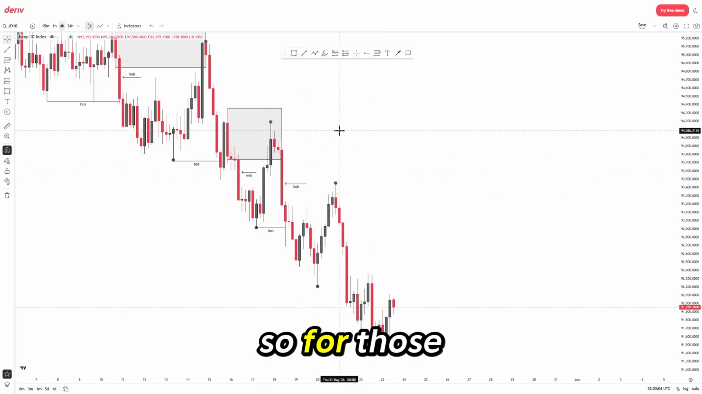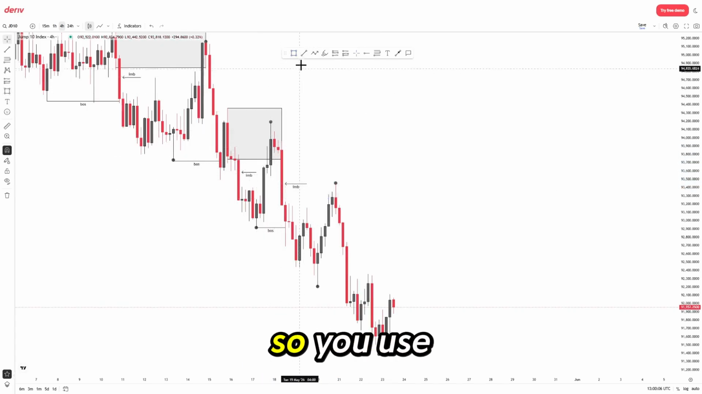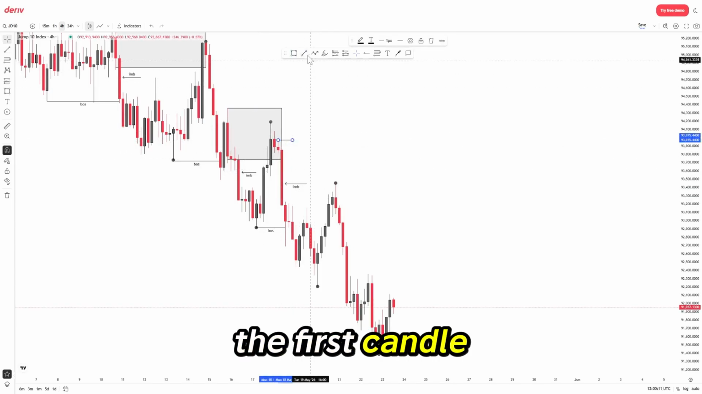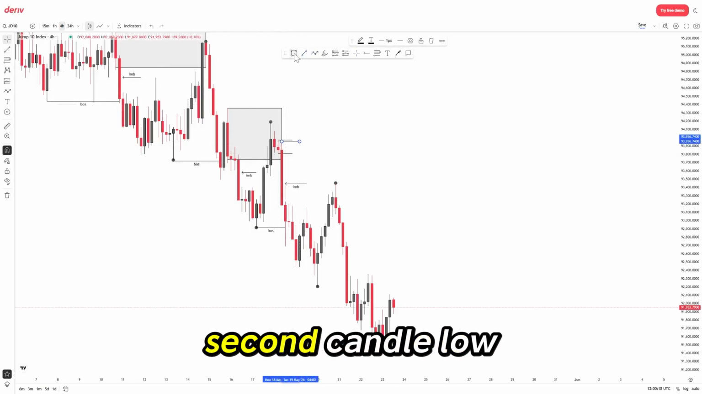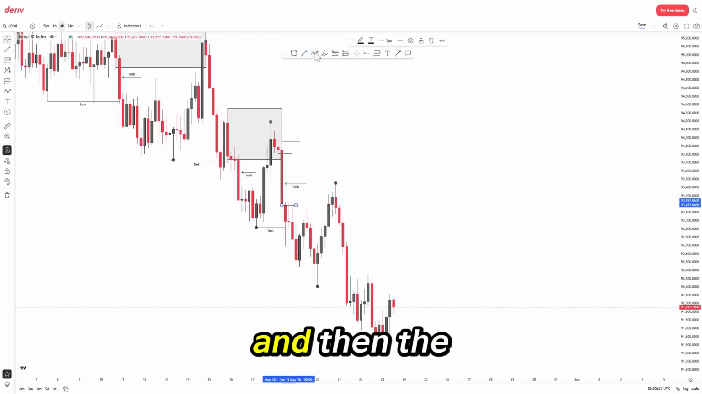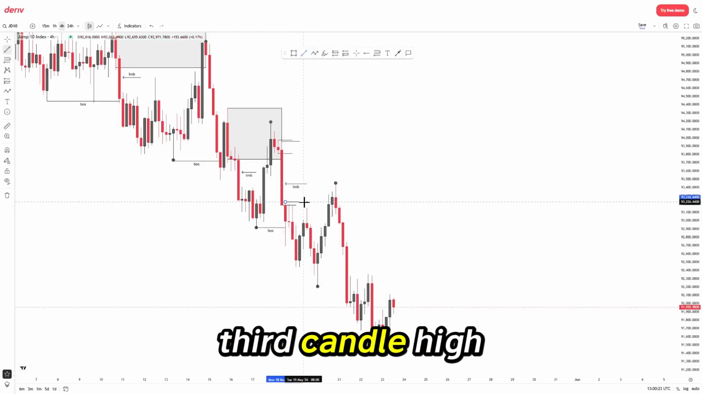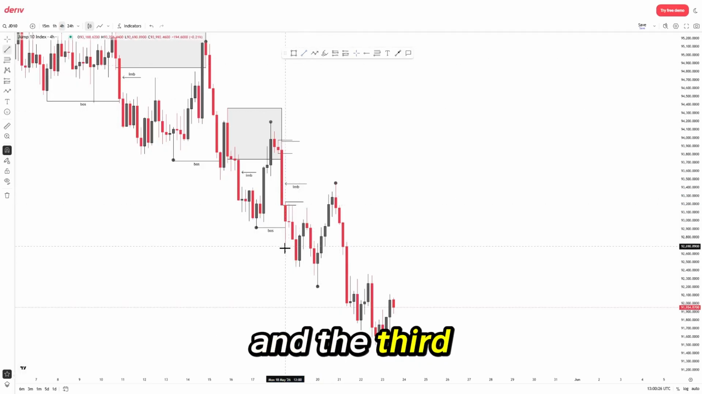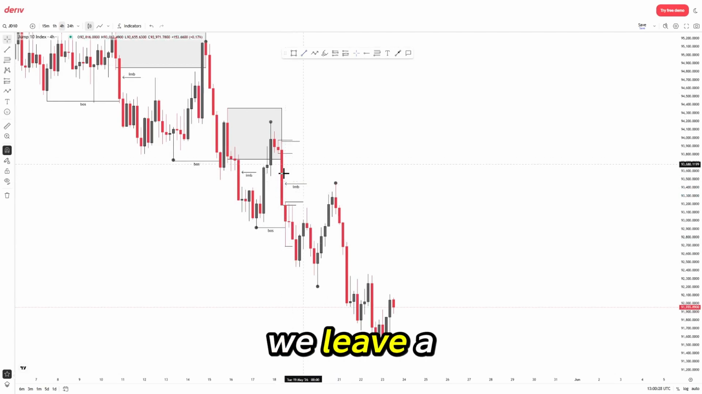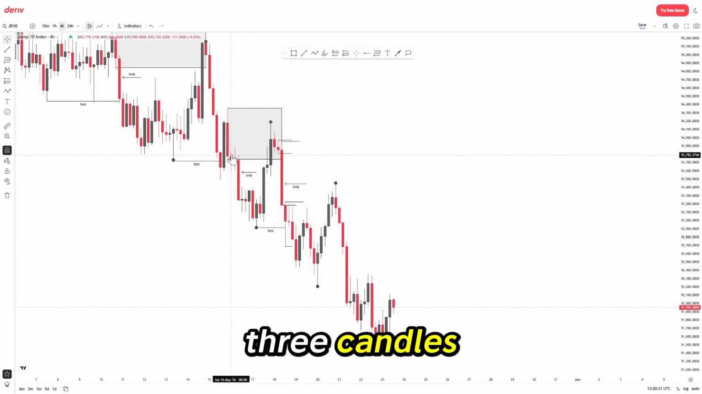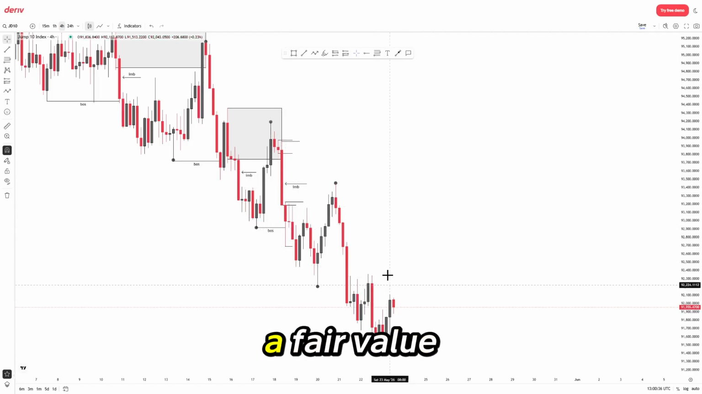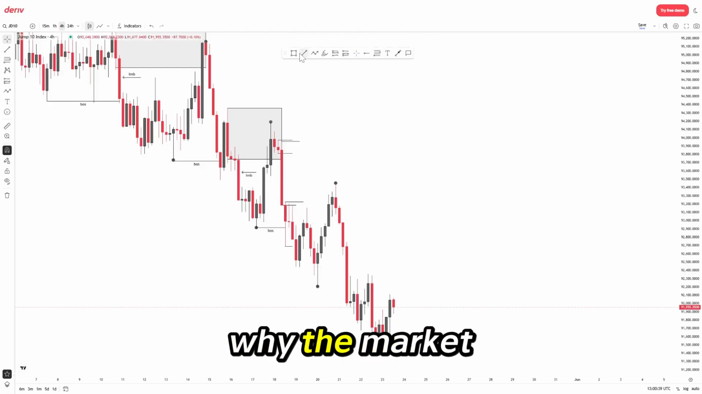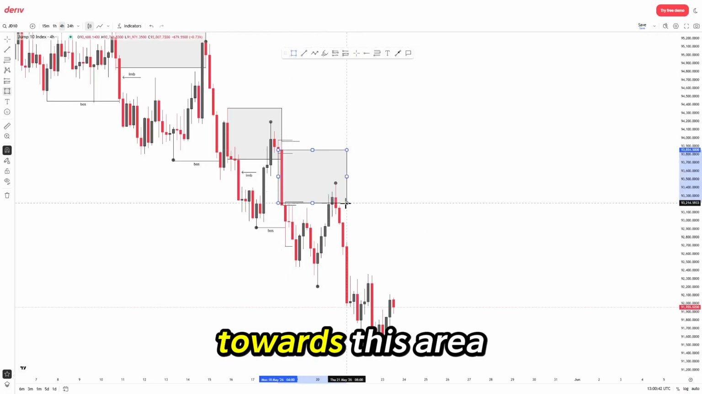So for those who don't understand what a fair value gap is, you use the first 3 candles, so as you can see before the impulse. So this is the first candle high, candle low, and the second candle high, it's around here, second candle low is around here, and then the third candle high is around here, and the third candle low is around here. So you can see we leave a gap between those 3 candles by the lows or the highs, it doesn't matter. As long as we leave a gap like this, this is considered a fair value gap. So that is why the market reacted nicely towards this area here.